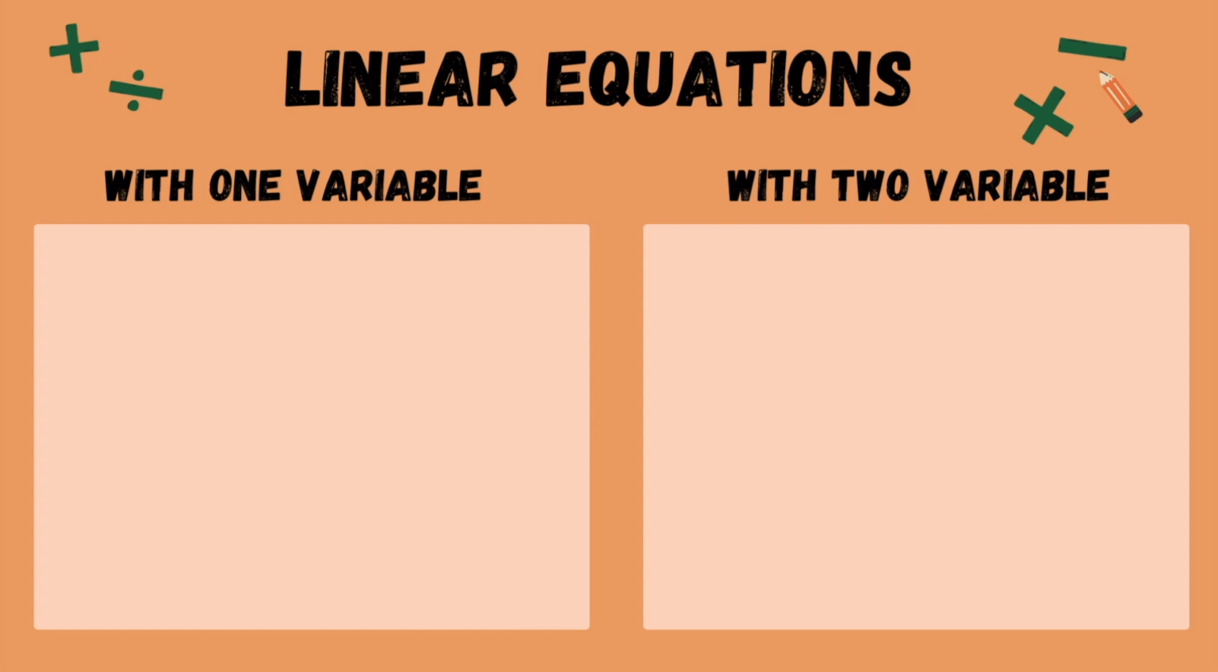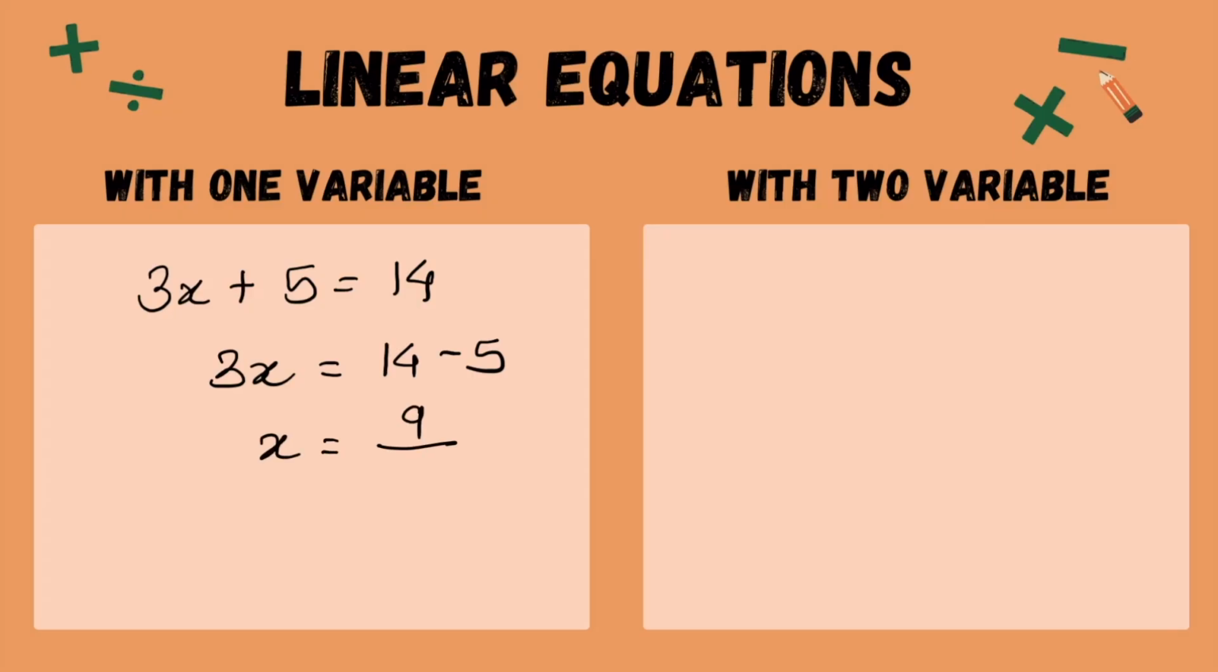You have probably seen equations like this. That's a linear equation with one variable. Just solve for x and you get one answer. That is x equal to 9 over 3, x equal to 3. Done. But now imagine this.